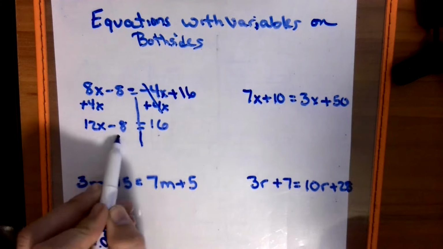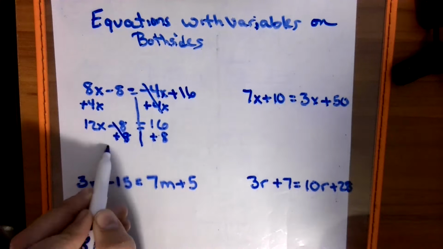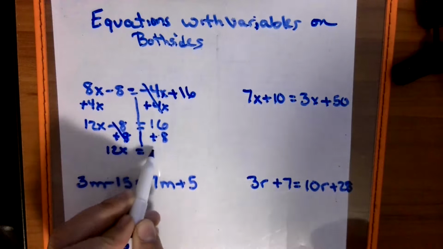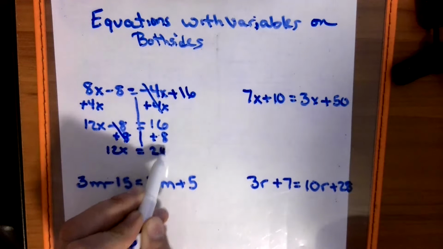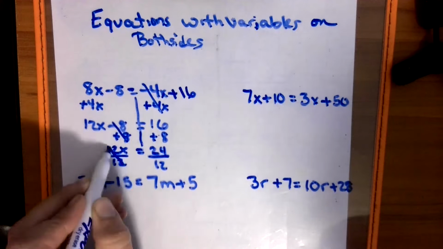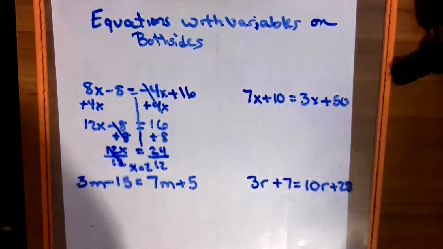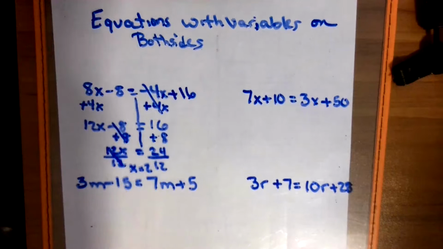And then I'm going to add this 8 to the side and bring it to the number side. And I'm going to have 12x equals 24. And then I'm going to divide by 12, leaving me with x equals 2. Okay, so that would be that one.